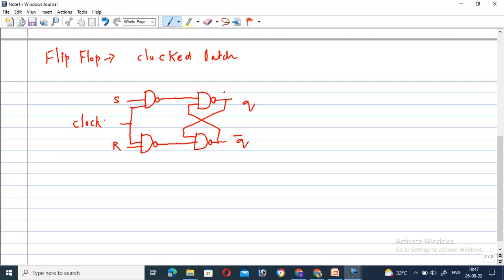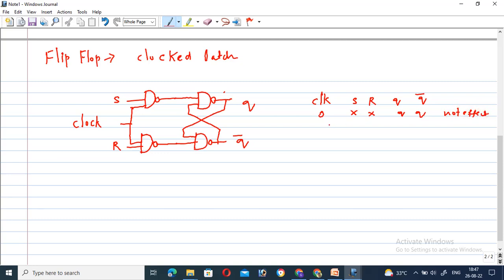Let us see the truth table for this one. Whenever the clock signal is high, only at that time does it produce the output enabled, right? So S, R, Q, Q bar. Let us see, clock equal to 0 means that whatever the inputs S and R, whether 0 or 1, the output is equal to the previous values only, not affected.